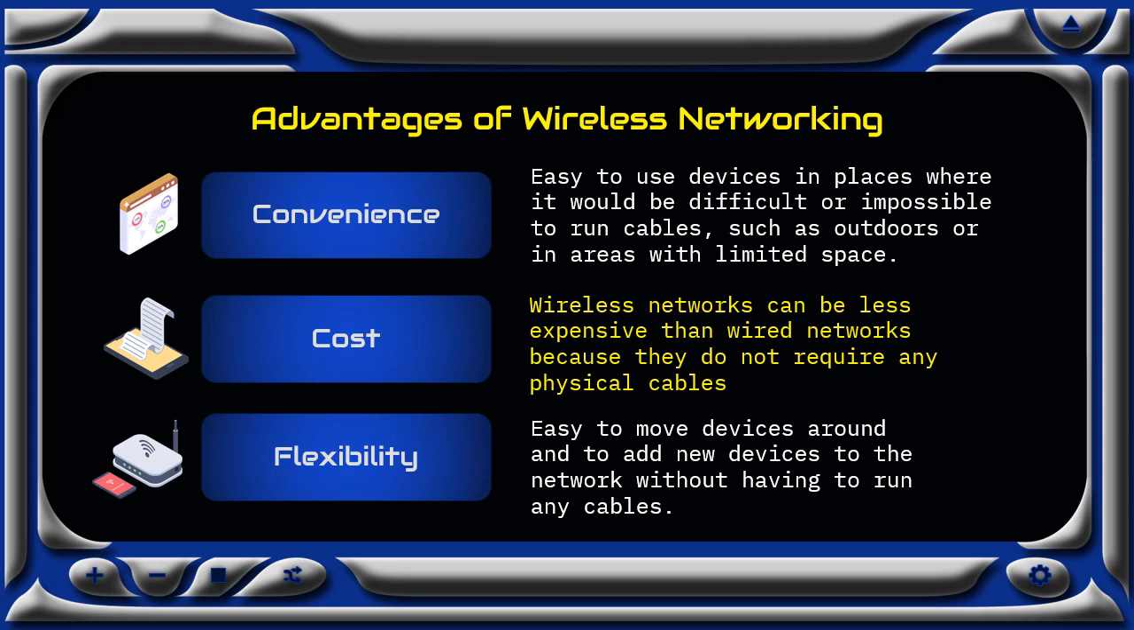Some of the advantages of wireless networking are convenience, because it's easy to use devices in places where it will be difficult or impossible to run cables, such as outdoors or in areas with limited space. For the second one, we have the cost. Wireless networks can be less expensive than wired networks because they do not require any physical cables. And the flexibility of wireless networking: it is easy to move devices around and to add new devices to the network without having to run any cable.